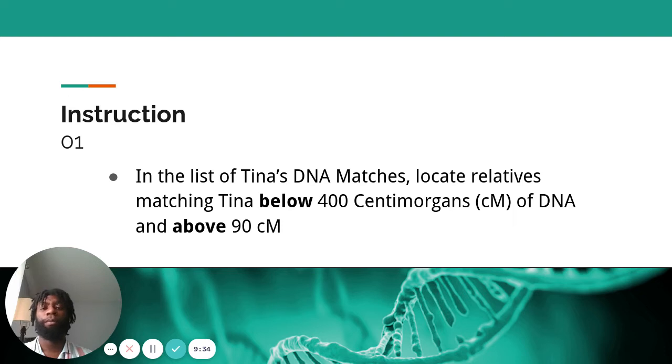So what we're going to do, as I mentioned, is a combination of the LEEDS and color coding methods of clustering your matches. So in the list of Tina's DNA matches, which we'll see shortly, we'll locate matches who connect to Tina, which is the kit that we're going to be looking at, matches between 400 and 90 cM, so below 400 and above 90.